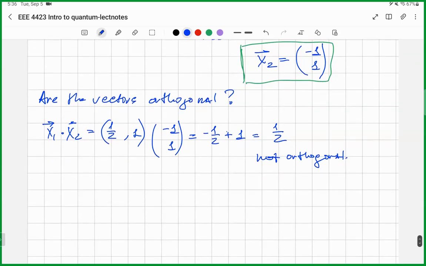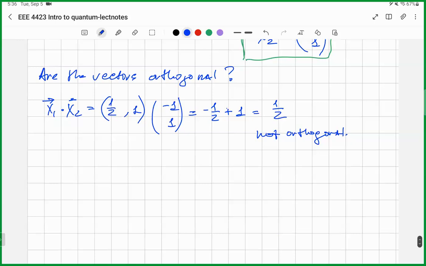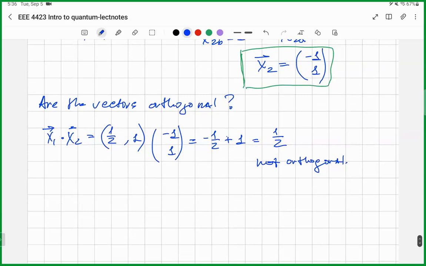For this particular case, for this particular matrix, the eigenvectors are not orthogonal. And I mean, they are not bound to be orthogonal for an arbitrary matrix. But today we will discuss the type of matrix for which the eigenvectors are always orthogonal.